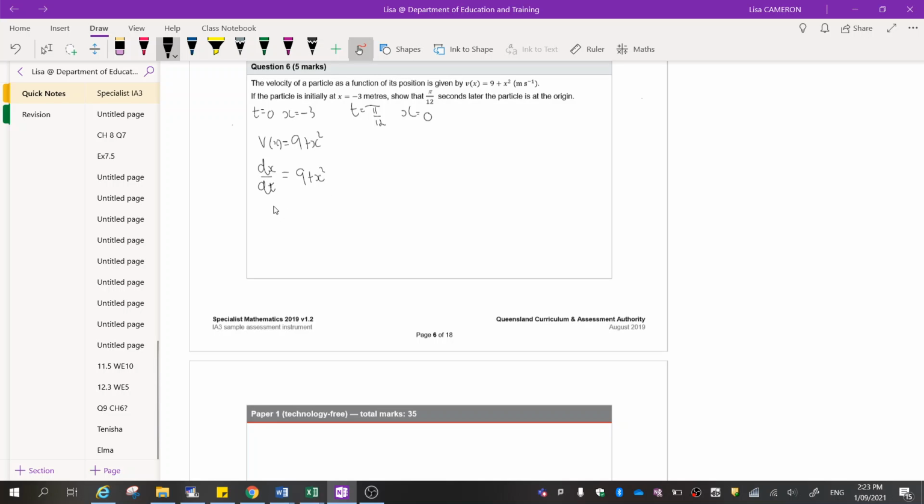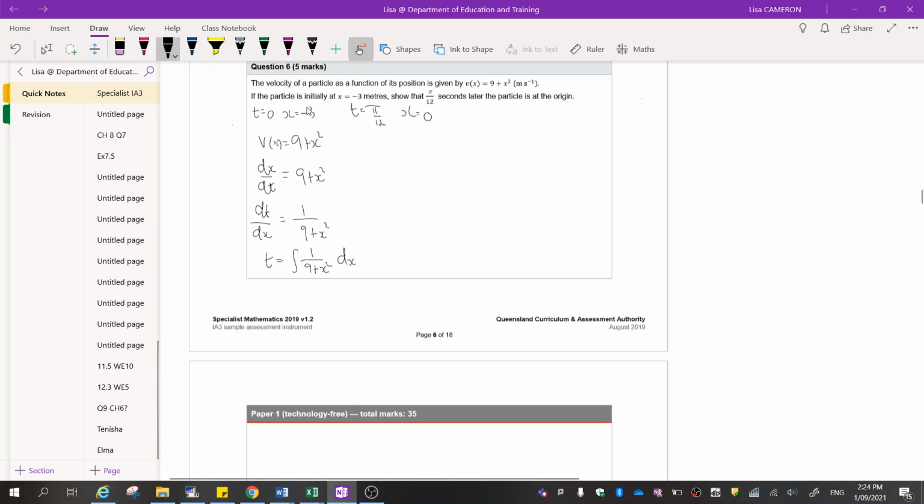Okay, so next I'm going to take this across. But wait, we have a problem. What we're going to have to do to take this across is flip our fraction. We've got dx on the bottom, then we can take the x across. So let's flip our fraction: dt over dx is equal to 1 over 9 plus x squared. Now I can take this one across. So I'm left with t is equal to the integral of 1 over 9 plus x squared dx.